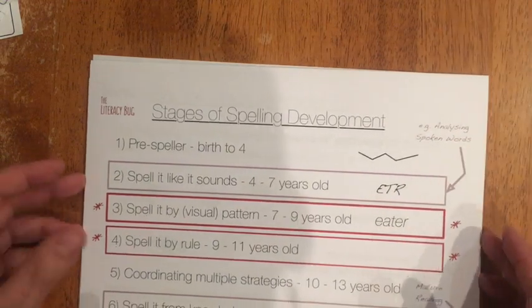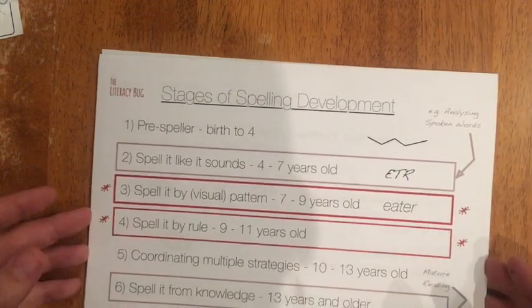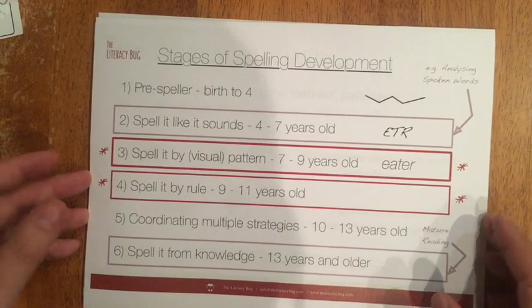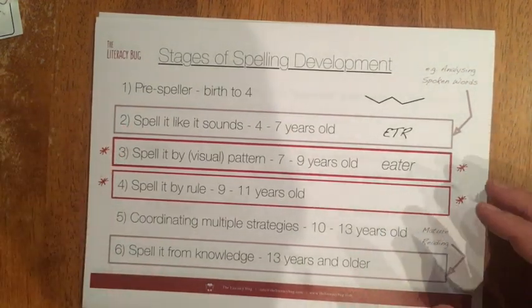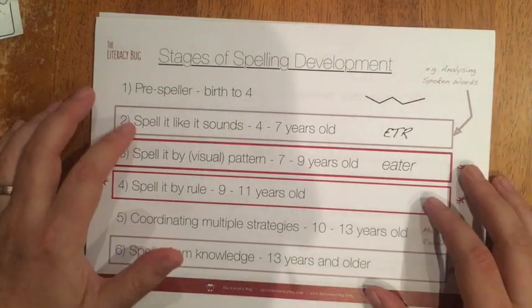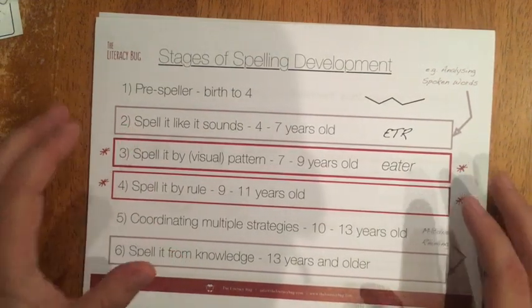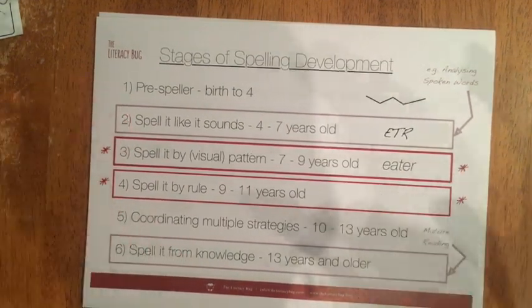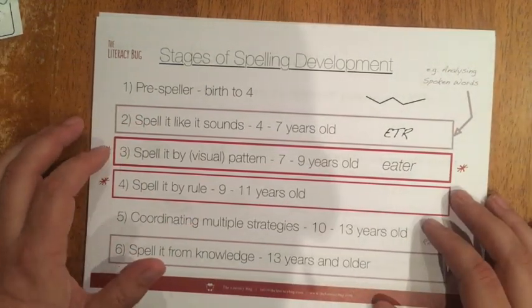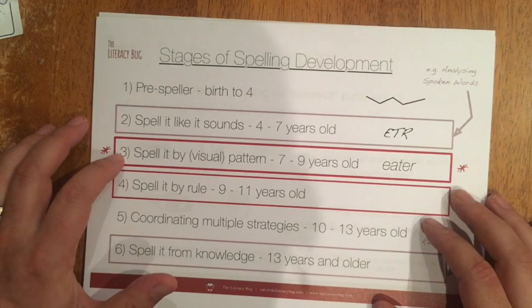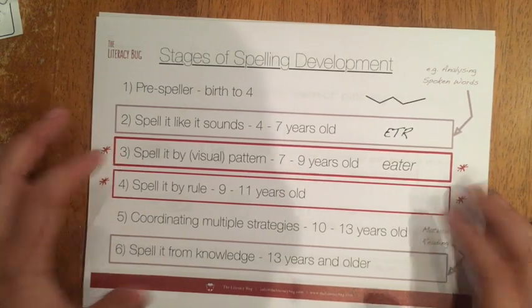And in terms of spelling development, we talked last presentation about the stage in which children spell it like it sounds. They're sounding it out in their head, and they're applying their phonemic awareness and their early understanding of letter-sound correspondences for invented spellings, and it's lovely and it's rich and it's great. But they have to transition to this stage in which they're spelling it by visual pattern.